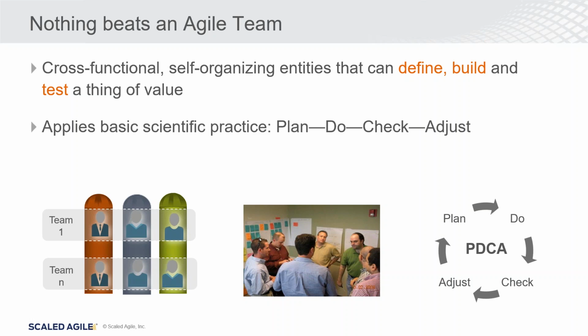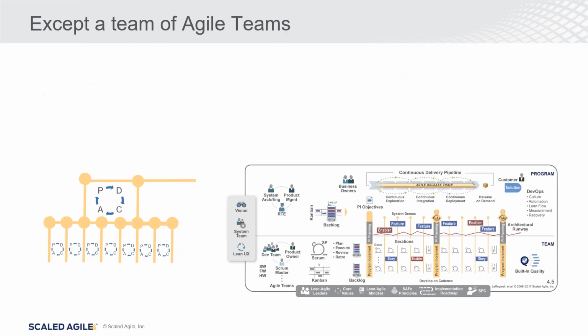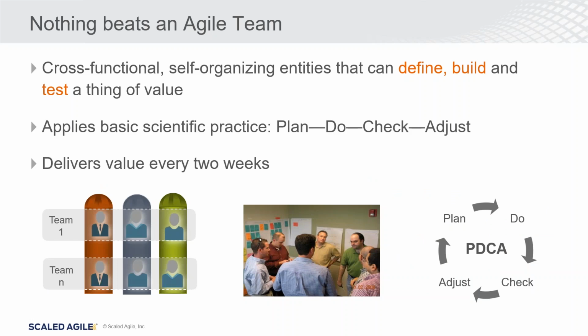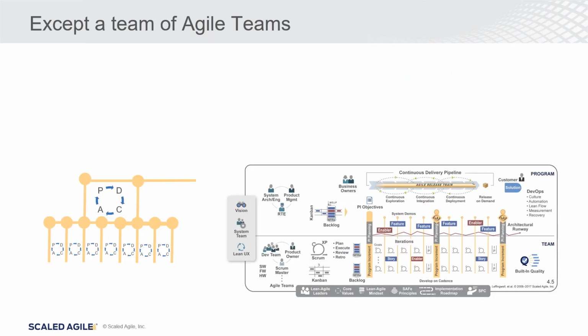So these teams apply the concepts or the practice of plan, do, check, act on a reoccurring basis, and they deliver value every 2 weeks. So every 2 weeks they're producing something. So this is done at the team level. And again, what we say is that nothing beats an agile team except a team of agile teams.